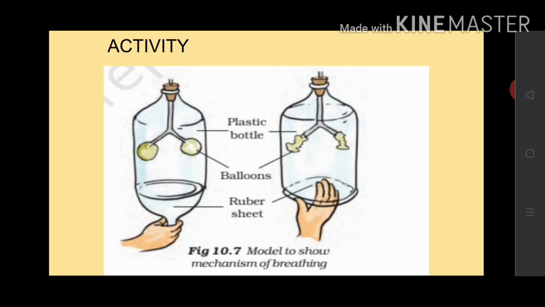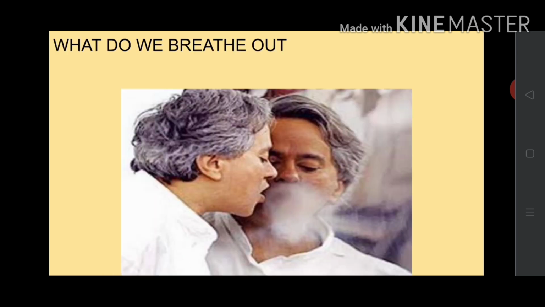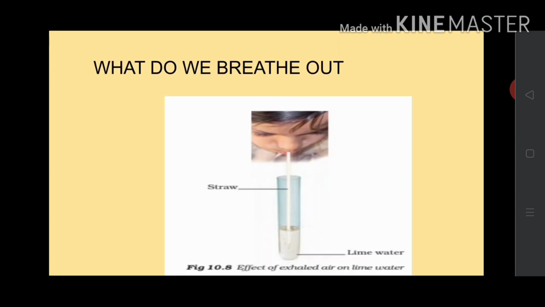Here is one more activity to understand what we breathe out. You might have observed that if you exhale on a mirror, a film of moisture appears on its surface. Let us do one activity.